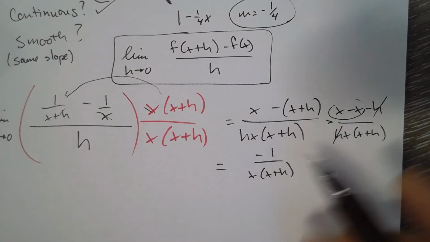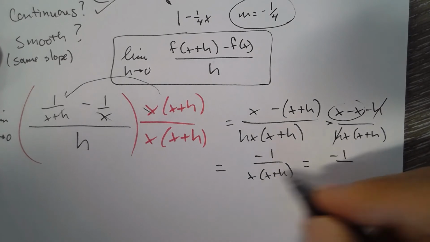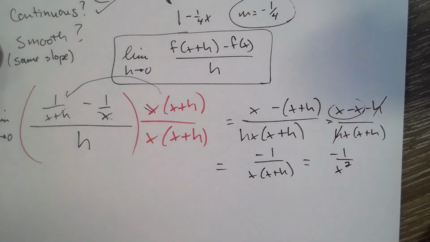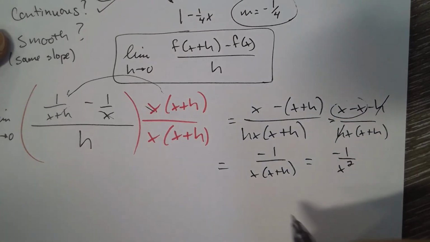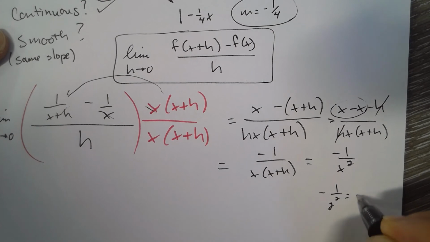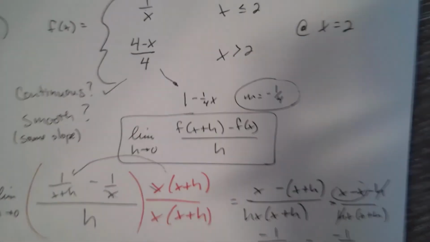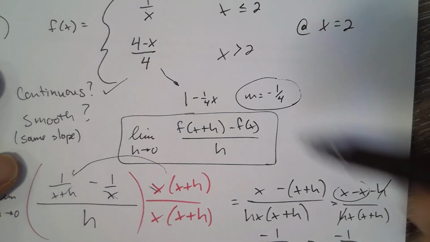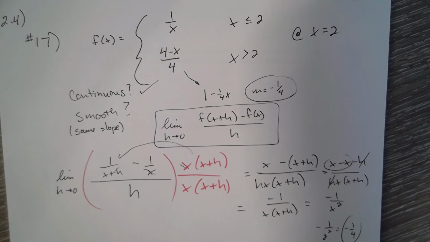Now we can plug in 0 for h, so I get negative 1 over x times x, or negative 1 over x squared. So there's my derivative. We want to know the slope at 2, so negative 1 over 2 squared, we get negative 1/4. As you can see, our derivatives are the same. They're both negative 1/4.